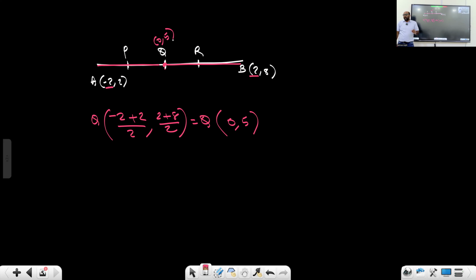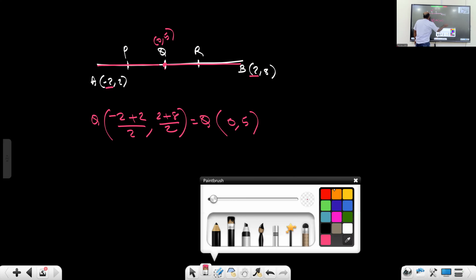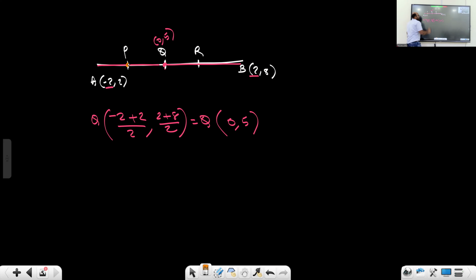Anybody have doubt, ask me. Simply don't write anything. Monisha, tell me about P. P is what of what? Midpoint of AQ. Very good. P is midpoint of AQ. Then have any problem? P is midpoint of AQ. Find AQ.